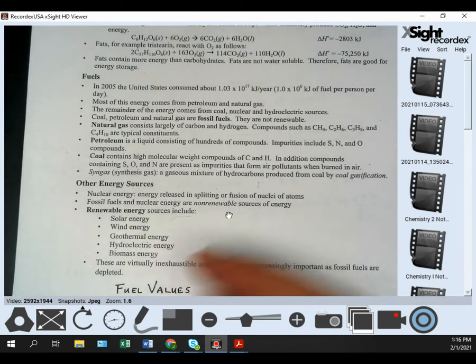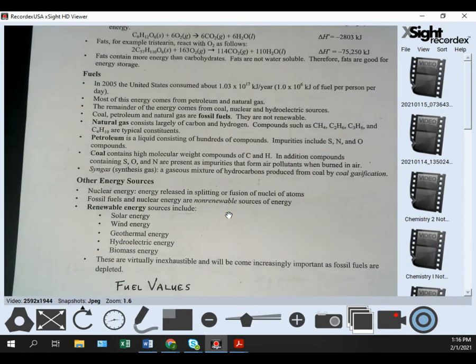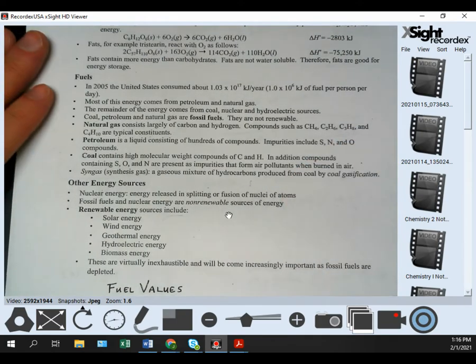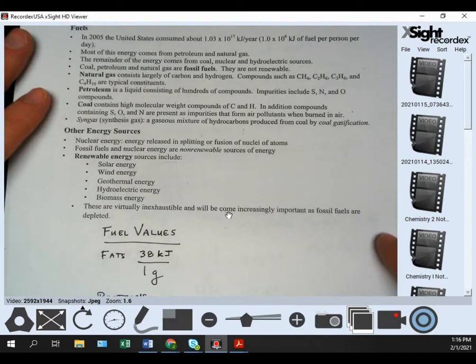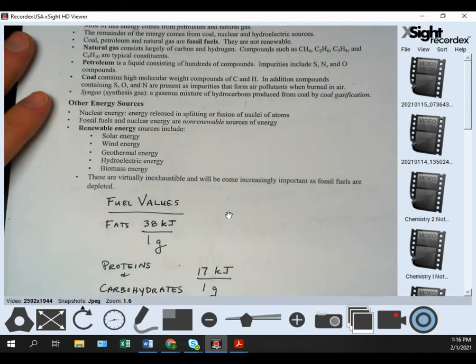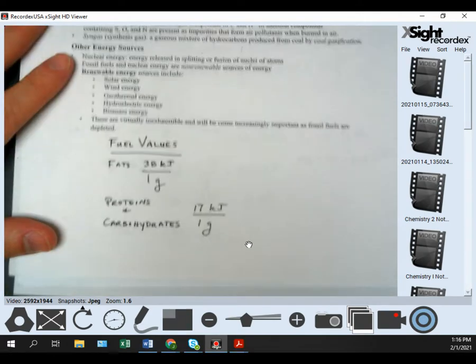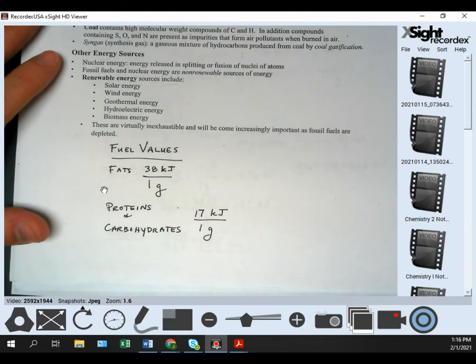But then they say renewable energy sources. Again, we don't really do too much in terms of renewable and not renewable here in chemistry. That's more of an environmental thing, but they do list some of those. So, all right, what do we focus on in chemistry? Well, we look at fuel values and how we calculate them. So, I would write these down.